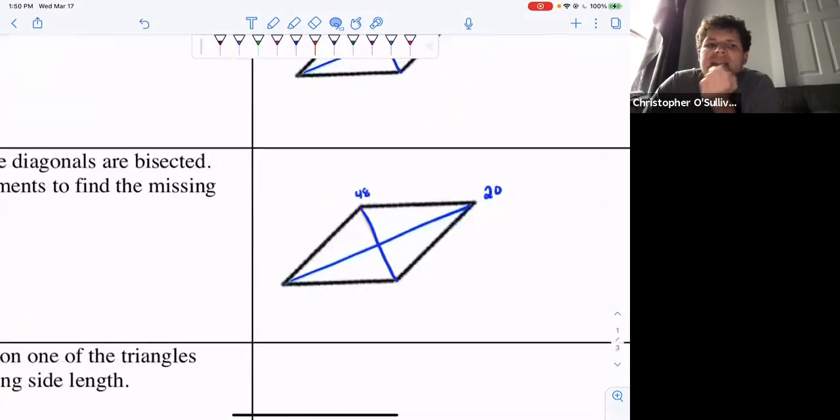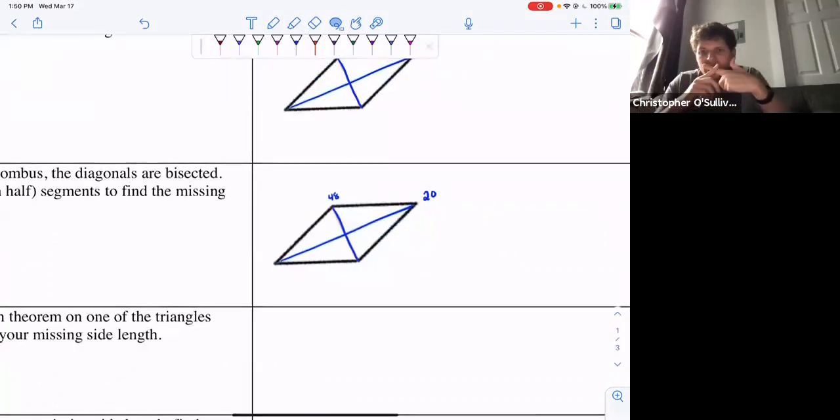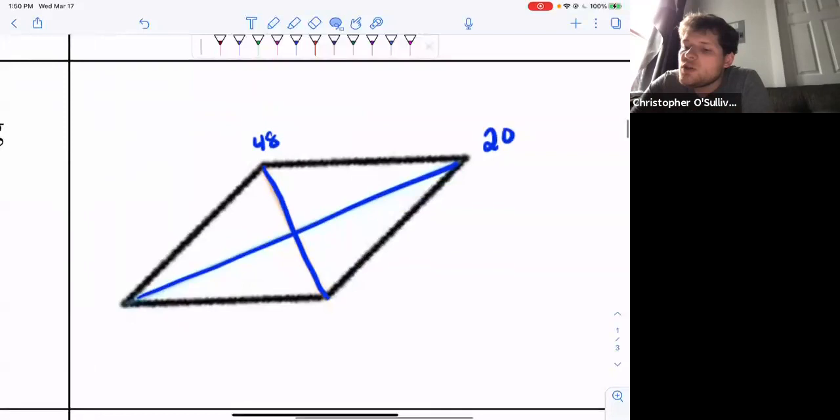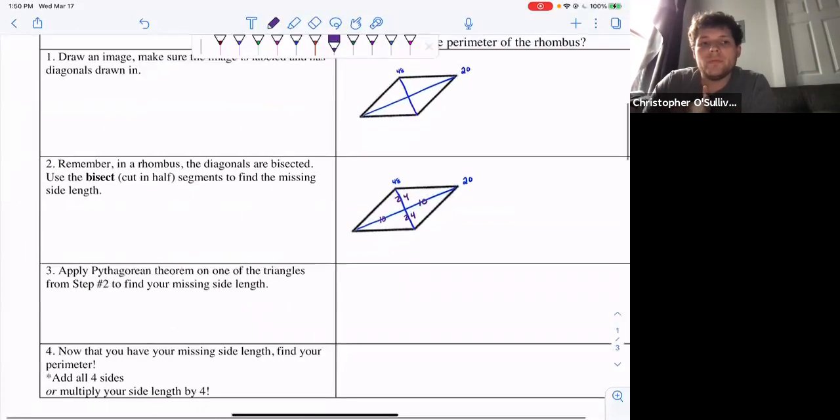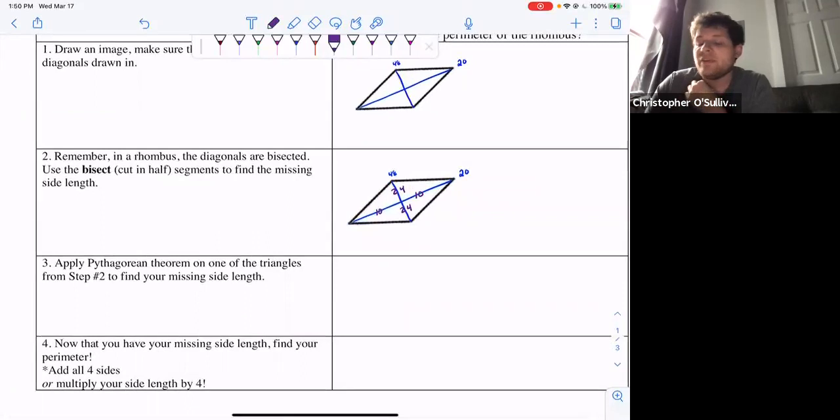So ladies, what Miss C is saying is that we're actually going to be dividing our diagonal. So if I have a 48-inch long diagonal, what's 48 divided by 2? 24. So I'm saying that these two pieces of my diagonal are 24 and 24. And if I have a whole diagonal of 20, I'm going to do 20 divided by 2. So I'm going to have a 10 and a 10. Miss C, what does step 3 say?